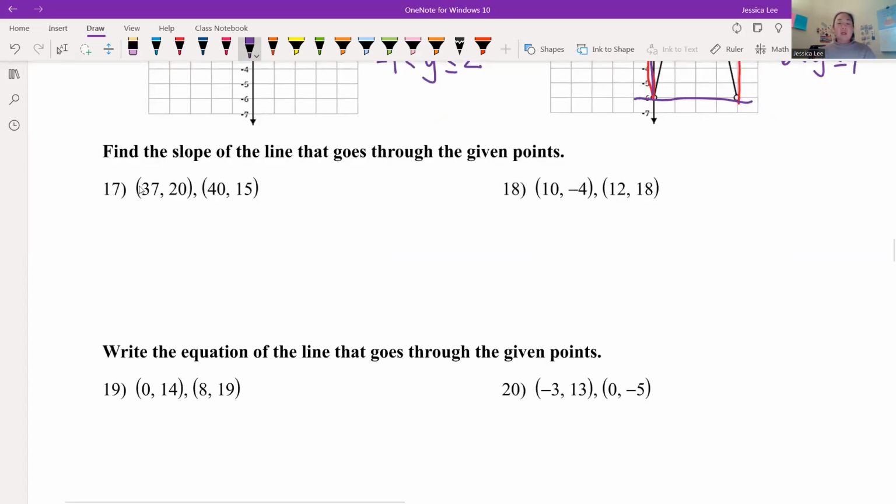All right, now we're going to go on to the next one. We're approaching the middle of this packet. And so we're going to find the slope given 2 points.